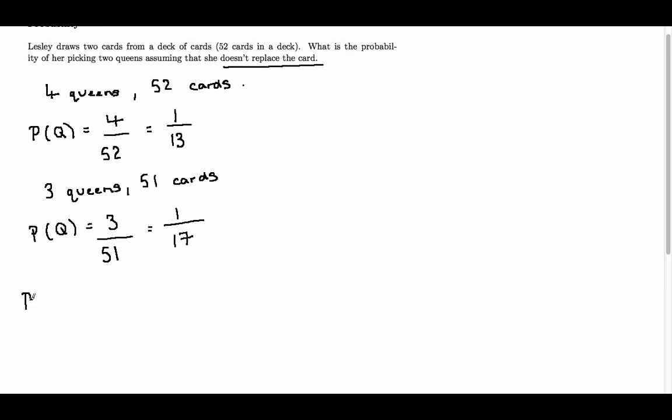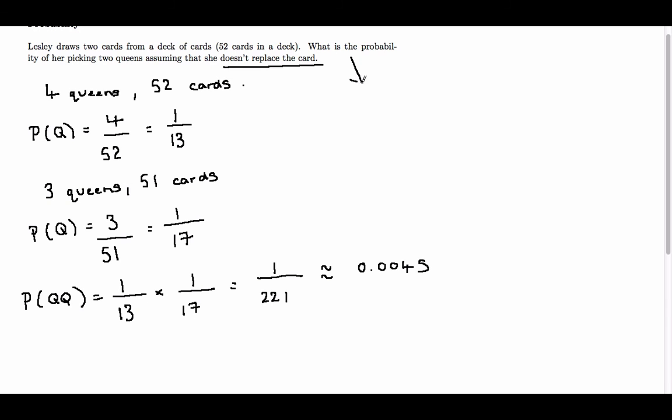So the probability that the two cards that she picks are both queens is 1 over 13 multiplied by 1 over 17. Now 1 over 13 times 1 over 17 is 1 over 221, which is approximately 0.0045. So the probability that Leslie picks two queens is 0.0045.